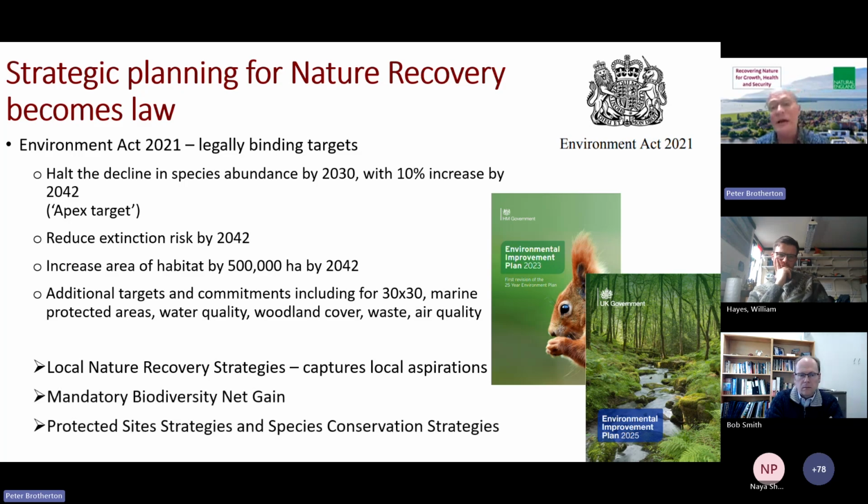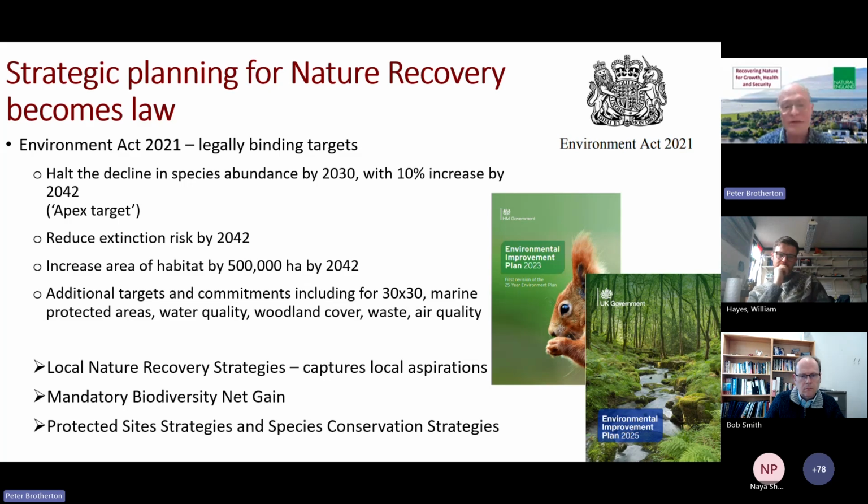And then two or three other mechanisms were brought in: mandatory biodiversity net gain that we know all about, and clearly there's some work going on in what that will really deliver, but broadly pretty much all development now needs to deliver at least 10% extra for nature than it is causing the loss of.